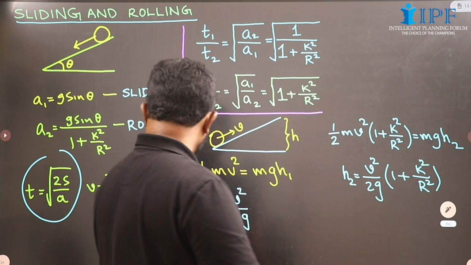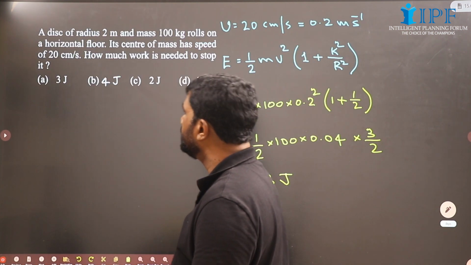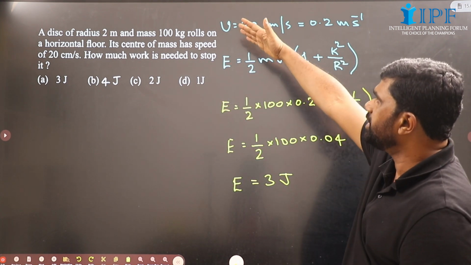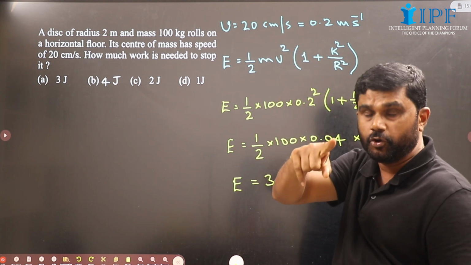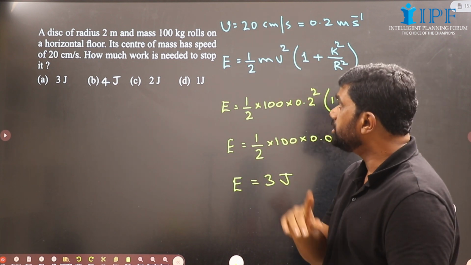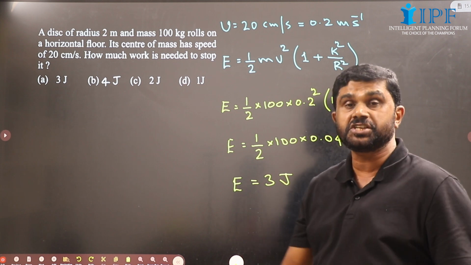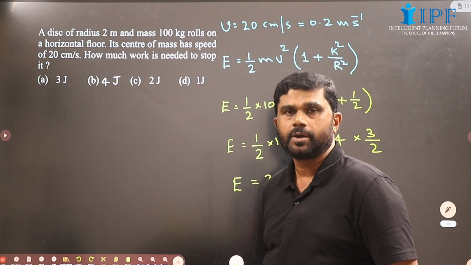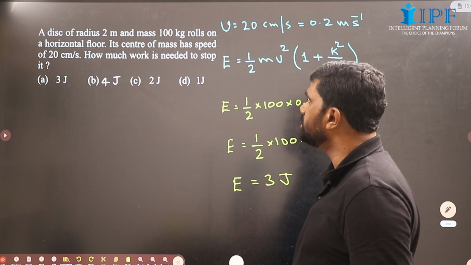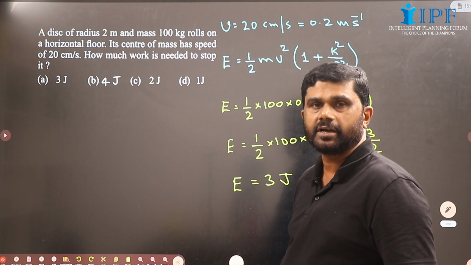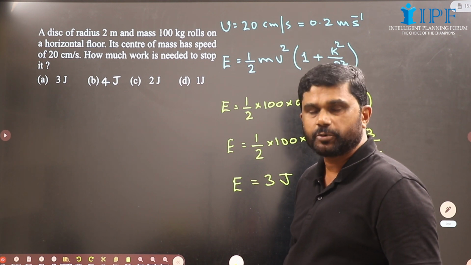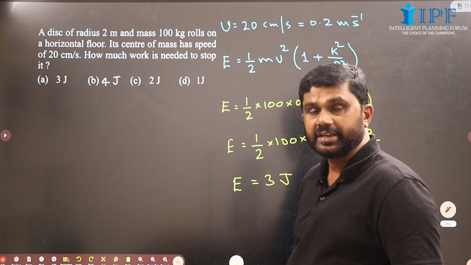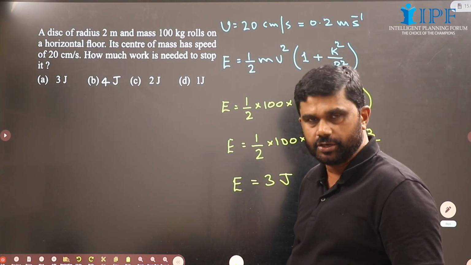Now next let us see, we have a wonderful example. A disc of radius 2 meter and mass 100 kilogram rolls on a horizontal floor, not over the inclined plane. Its center of mass has a speed of 20 centimeter per second, that we can easily convert into meter per second, that is 0.2 meter per second. How much work is needed to stop it? That means change in kinetic energy. Initially it possesses some kinetic energy, that will be half mv square into 1 plus k square by r square. Finally when it stops, its kinetic energy will become 0.